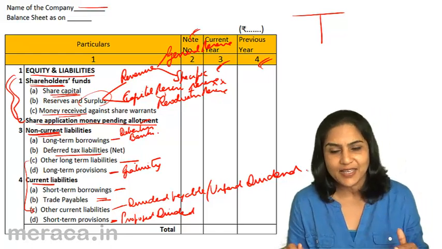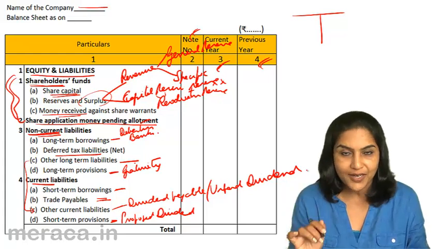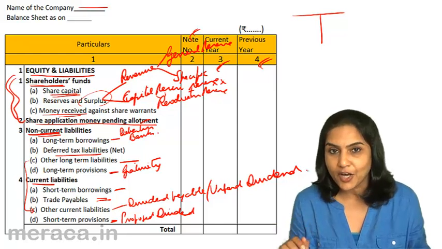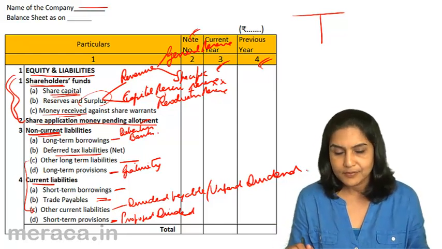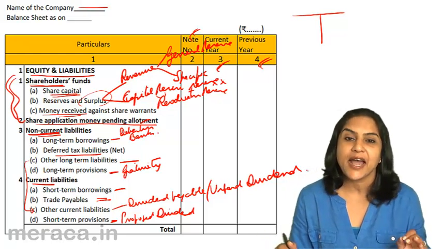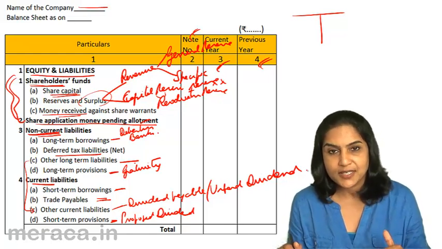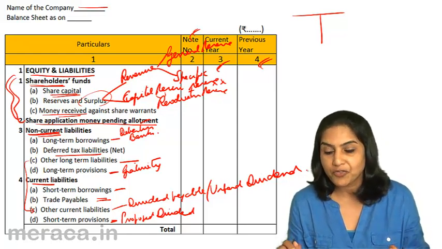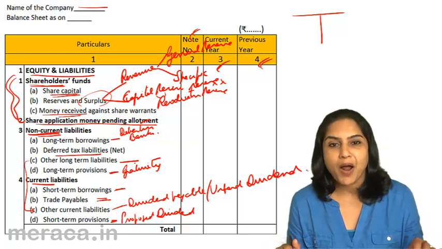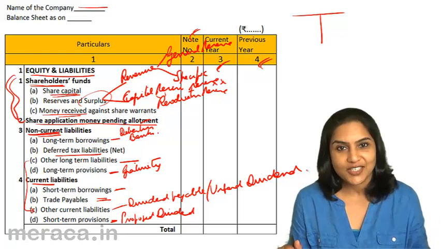We have similar headings under current liabilities. They are called short-term borrowings because we are talking of current liabilities being liabilities which have to be paid within a period of 1 year. Trade payables, any other current liabilities, and short-term provisions. This is the first half of the vertical form of the balance sheet as displayed in part 1 of Schedule 3 to the Companies Act 2013.